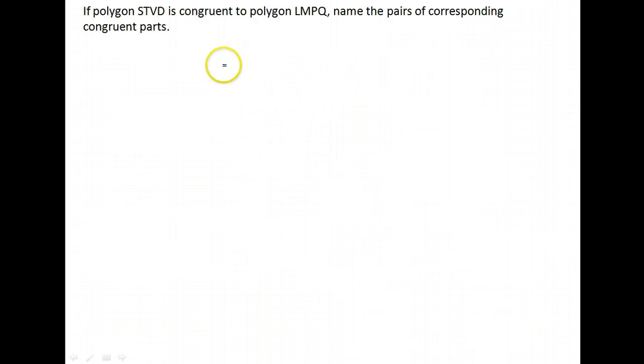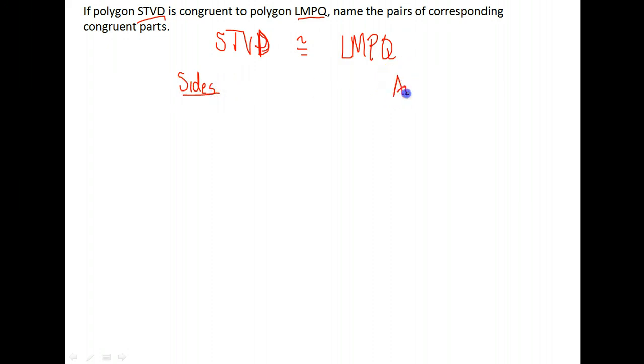With that, here is an example of that exactly. If polygon STVD is congruent to LMPQ, name the pairs of corresponding congruent parts. Okay, so here's our two names, STVD. And again, the order is very important, so I don't want to change the order from what they gave me. So remember, we have two things that we match up. We have corresponding sides and we have corresponding angles. Okay, so we want to match up those that correspond.